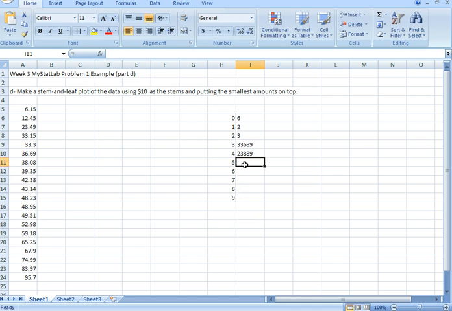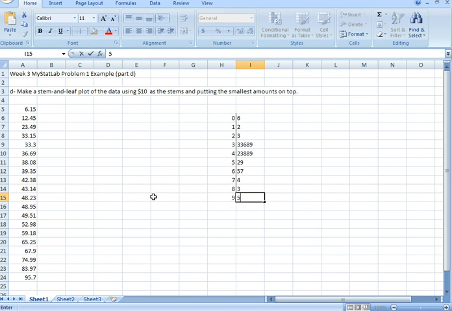We have a 52 and a 59, then the 6s, we have a 65 and a 67, 70s, we have a 74, 80s, we have an 83, and then the 90s, we have a 95.